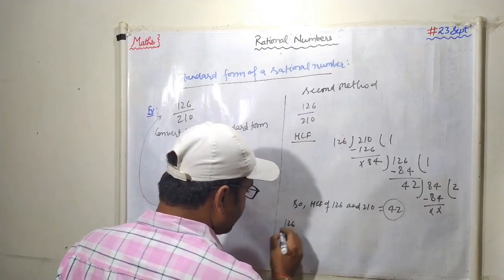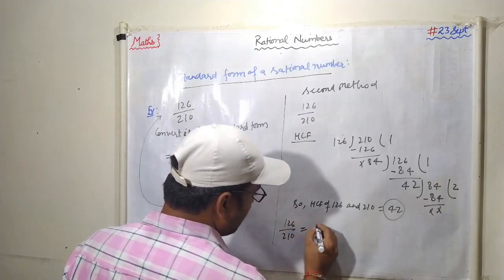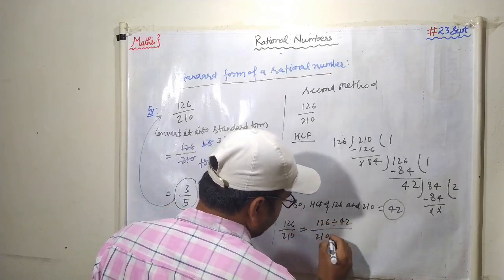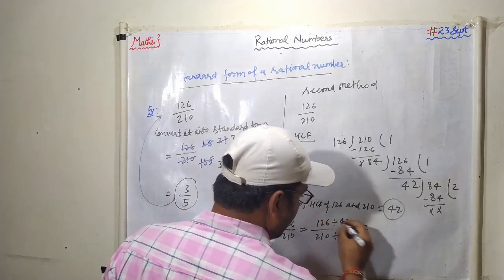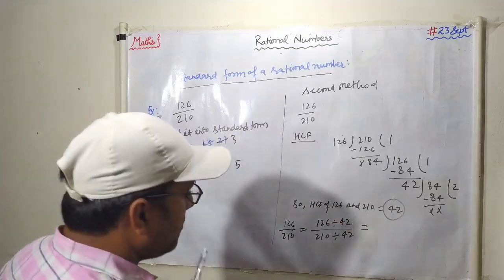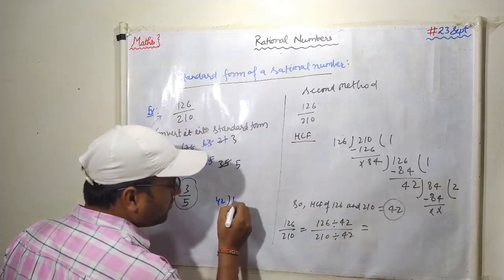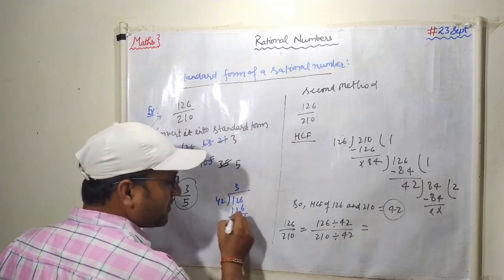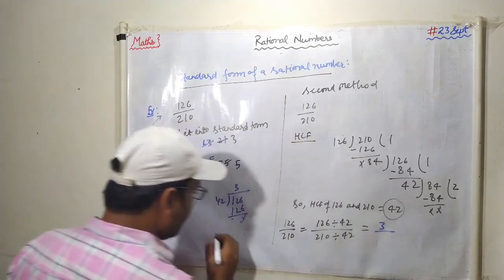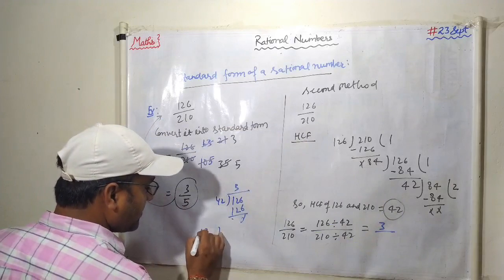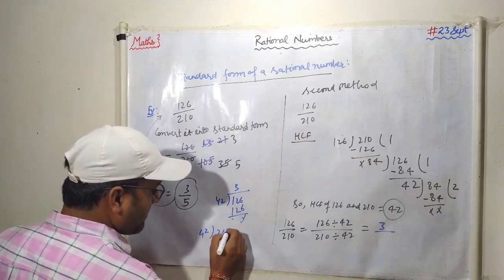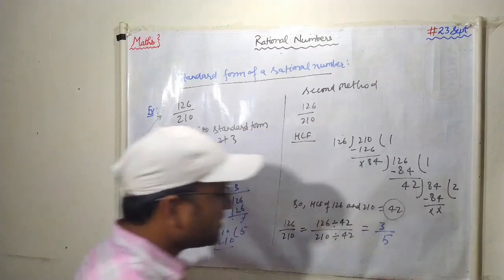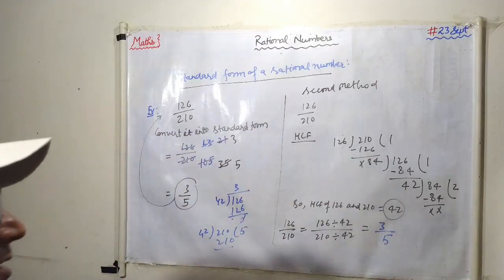So 126 upon 210 is equal to 126 divided by 42 and 210 divided by 42. If you divide 126 by 42, it is 3 times, 3 2s are 6 and 3 4s are 12. So you will get 3 here, and if you divide 210 by 42, it is 5 times. So what will you get, students? You also get 3 upon 5.